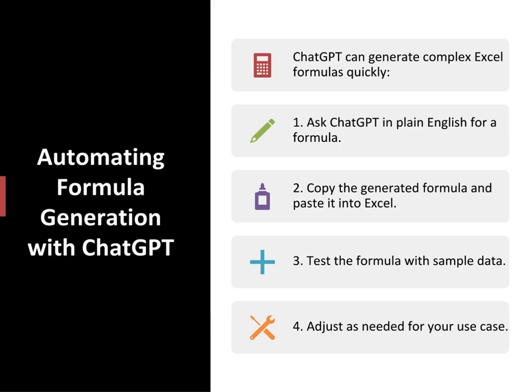1. Describe your requirement in natural language. 2. Copy the generated formula from ChatGPT. 3. Paste it into Excel and test it with sample data. 4. Adjust parameters if needed to refine the results. By leveraging ChatGPT, you can save time, reduce errors, and enhance your efficiency in handling Excel data.